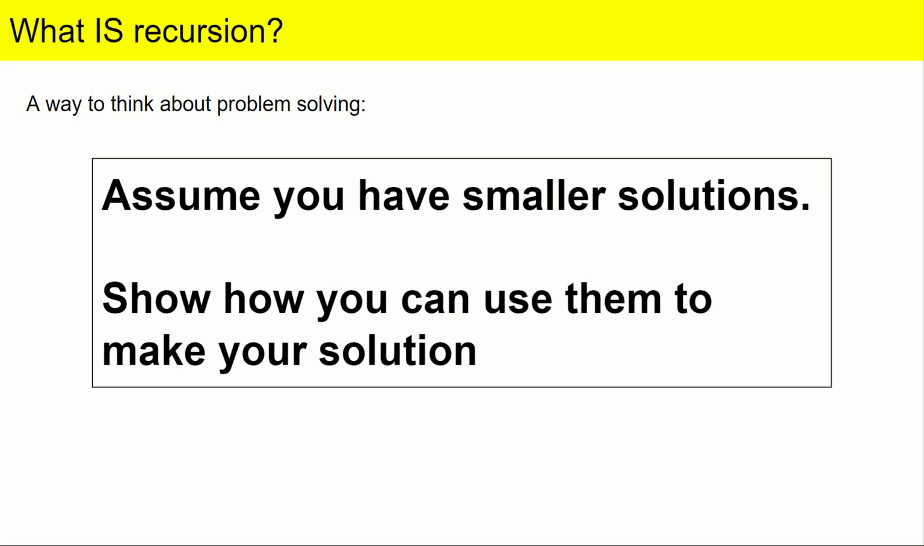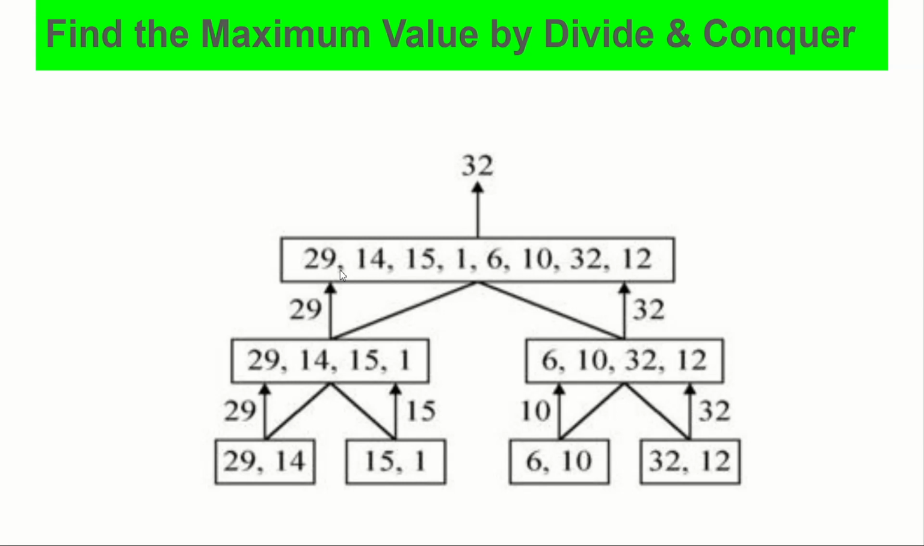So again, here, if the problem we're trying to solve is find the largest value in 8 numbers, let's say we could magically find the largest value in 4 numbers, and then magically find the largest value in 4 numbers. Well, that would make the problem easy, because then we just have to compare those two largest values. That's the essence of the problem-solving technique.